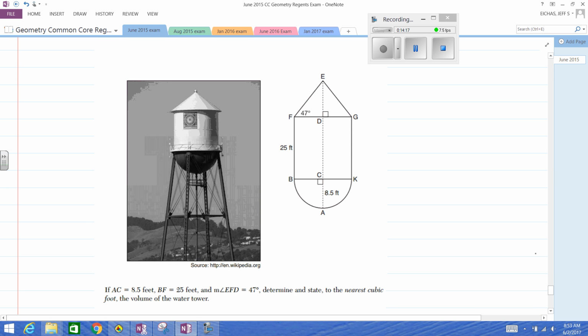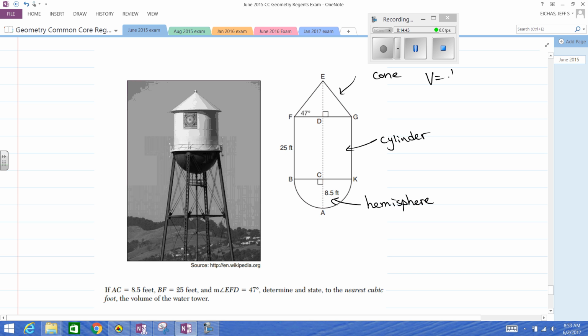Okay, so we've got three pieces. When you spin this 180 degrees, you're going to get a cone. Spin this 180 degrees, you're going to get a cylinder. Spin this, not 180, I'm sorry, 360 degrees. And if we spin this, we're going to get what's called a hemisphere. All right, so basically, that's what we need. We need those three things.